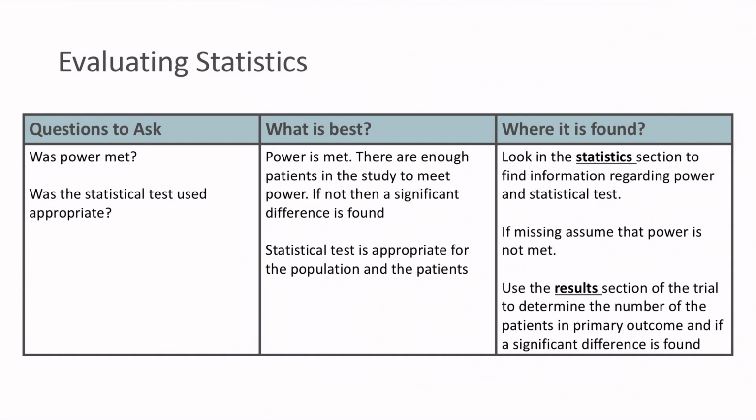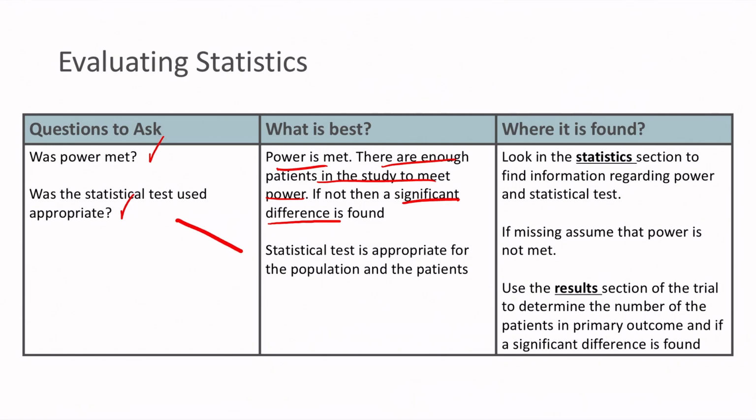When I'm evaluating statistics, this is what I look at. 1, was power met? And 2, was the statistical test appropriate? What is best is that power is met and there are enough patients to meet power. If there are not enough people in this study to meet power, then we do want to make sure that, at least, a significant difference was found. If not, then that's a limitation to your study.